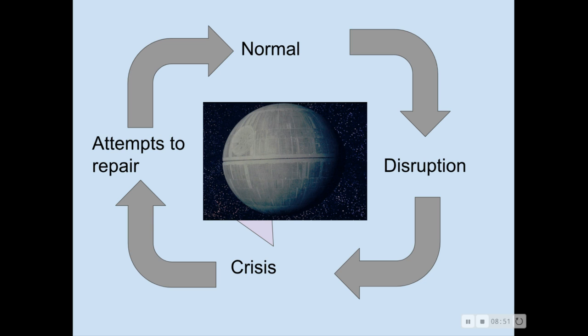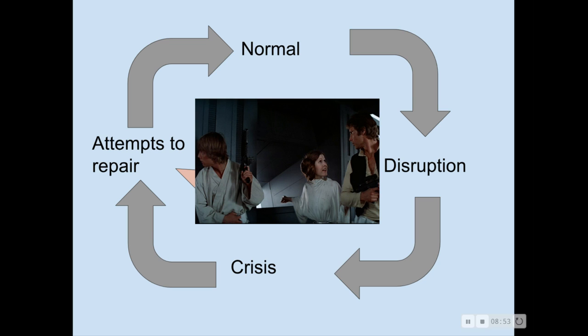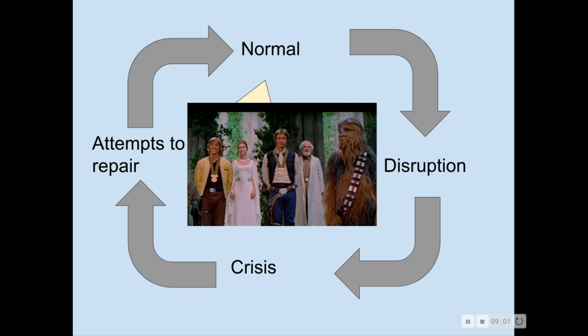Luke tries to fight back. He fights with his friends. They escape the evil Death Star. They, in fact, blow it up. They destroy it. And at the end of it, they have a new normal. Luke's new normal life isn't that he goes back to his farm. His new normal life is that he is now a hero and a member of this rebellion against the evil empire. And that's how Star Wars works.